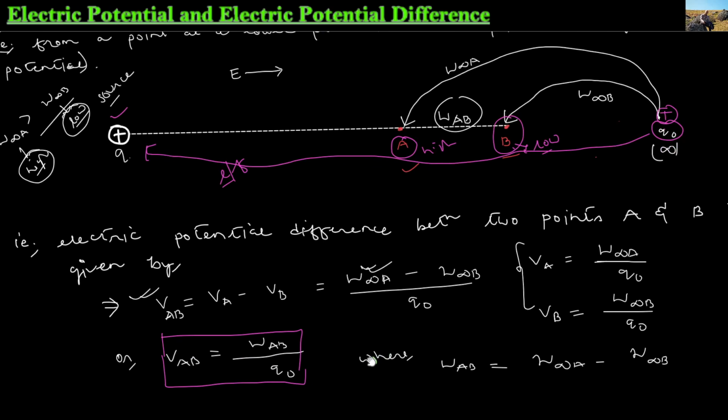So the SI unit will be the same. The SI unit of electric potential is volts.